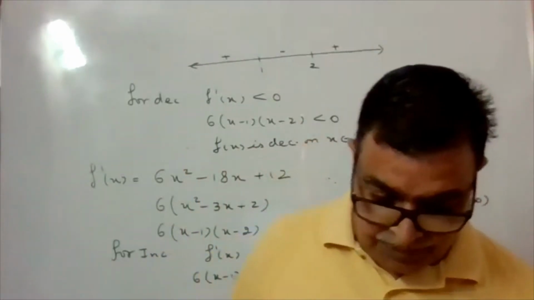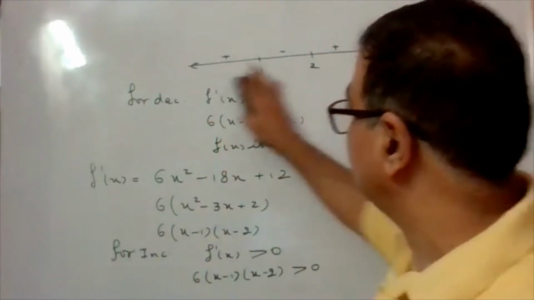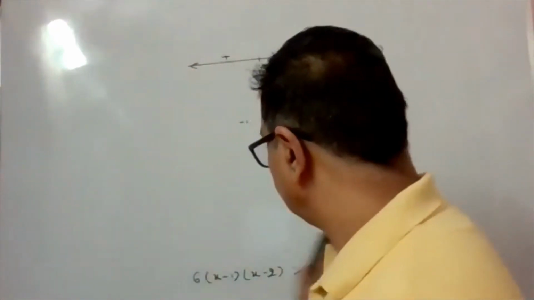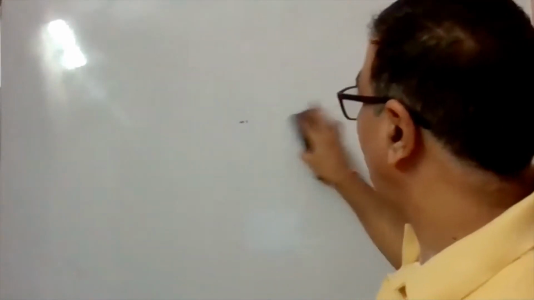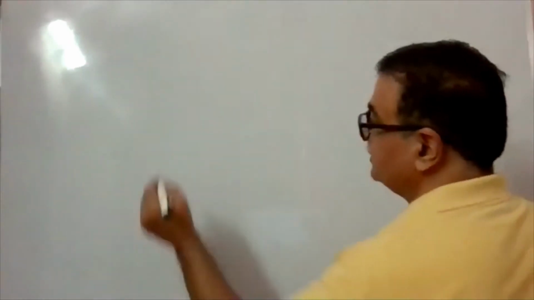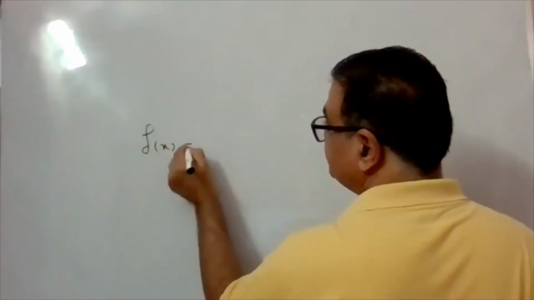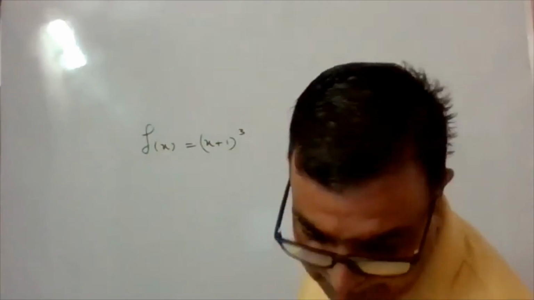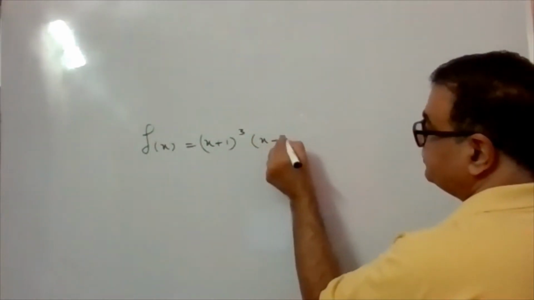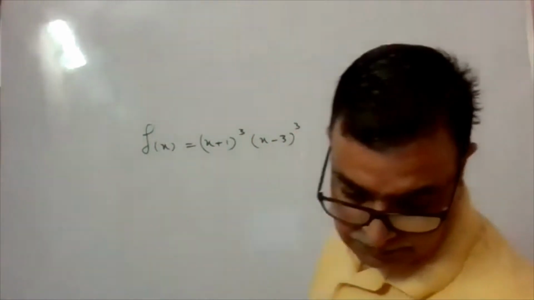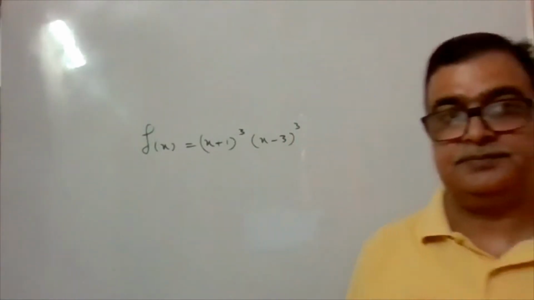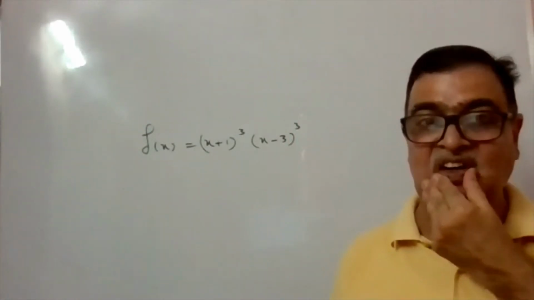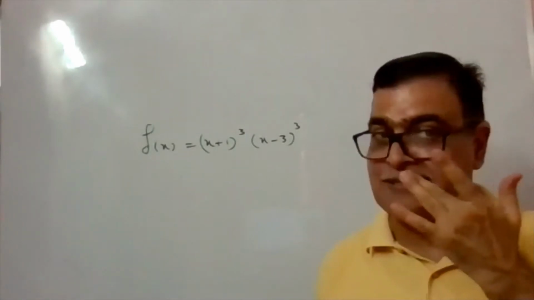Next question, please. Find the interval in which the function f(x) is equal to (x plus 1) whole cube into (x minus 3) whole cube is increasing or decreasing. Find the interval where this is increasing, where this is decreasing.